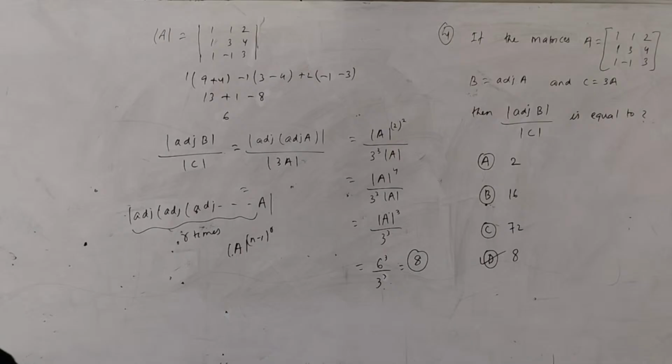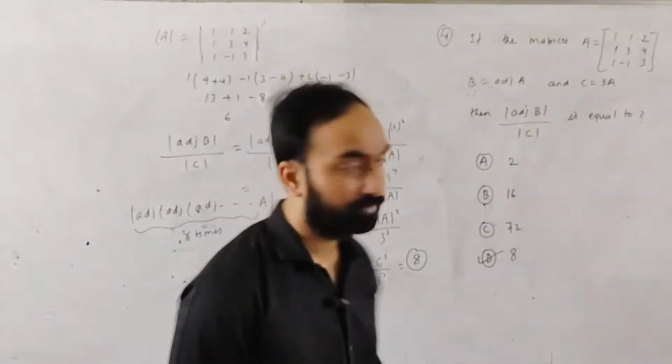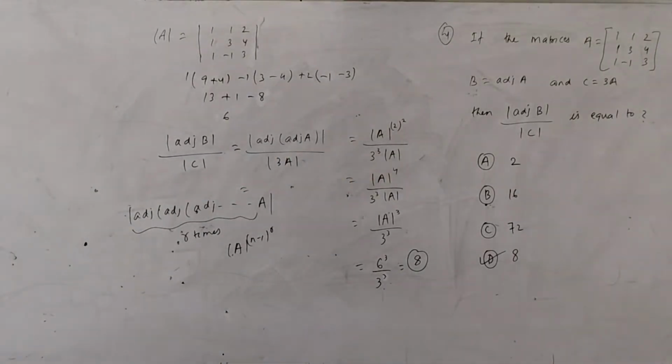Now let's move to question number 5. So this was based on the properties of the adjoint. Correct? Now we'll move to question number 5. See what question number 5 is.